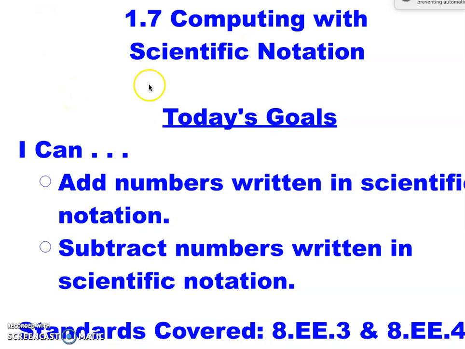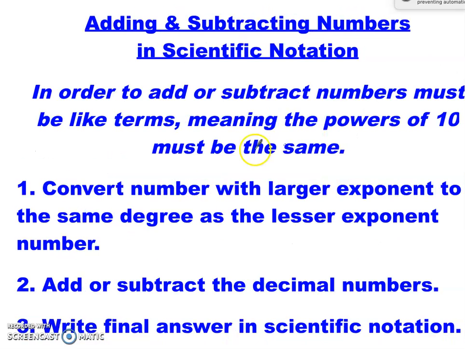1.7, computing with scientific notation. Computing all this means is today we're going to be able to add and subtract numbers that are written in scientific notation. The first thing we need to do in order to add or subtract numbers is that they must be in like terms, meaning the powers of 10 must be the same.